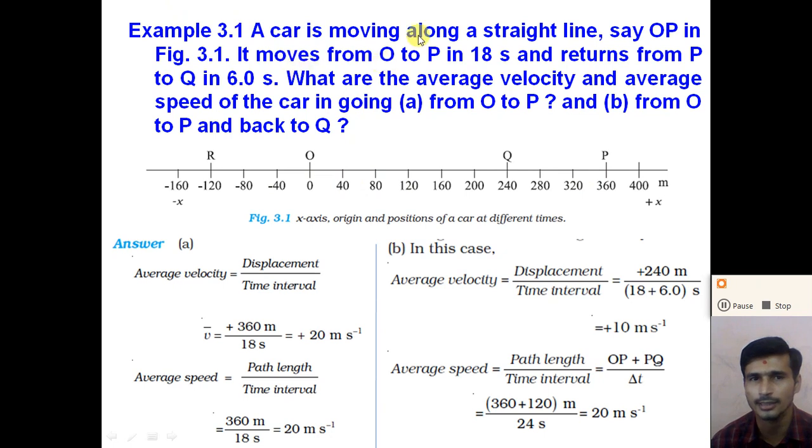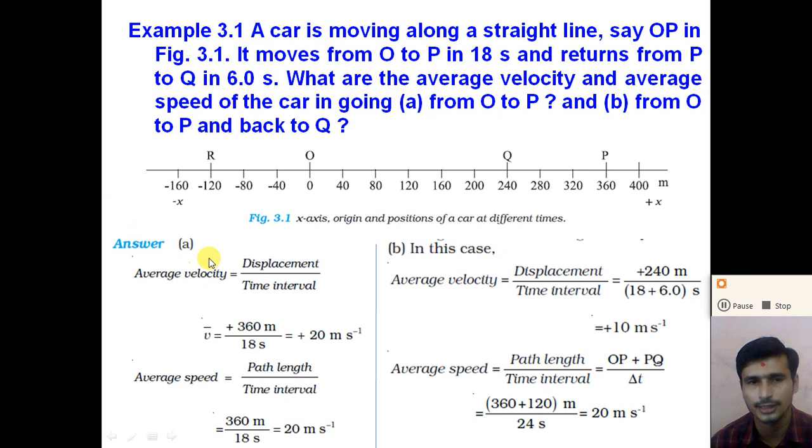A car is moving from O to P. It moves from O to P in 18 seconds and returns from P to Q in 6 seconds. What are the average velocity and the average speed of the car in going from O to P, and from O to P and coming back to Q? So, dear student, in the first case, when the car is moving from O to P, calculate the average speed and the average velocity. What is the formula of the average velocity?